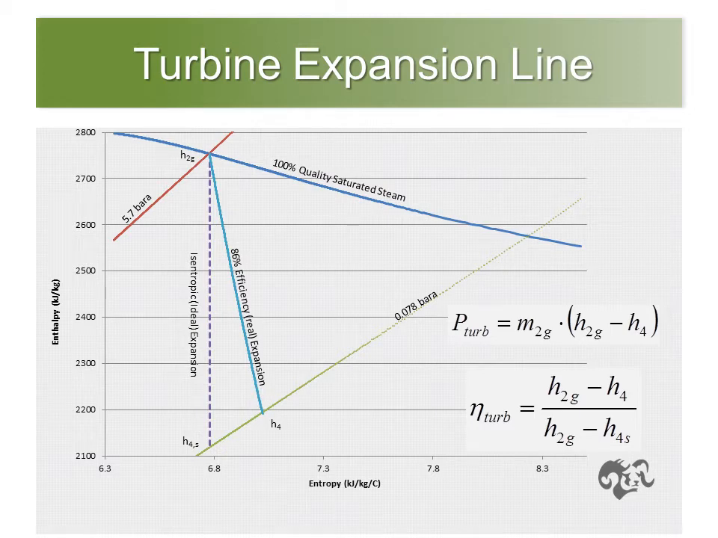Another difference is the fact that your actual turbine consists of a series of expansions across a number of stages. At each rotating stage discharge, the steam will gain a little entropy before expanding to the next rotating stage. So the path actually follows a zigzag pattern.